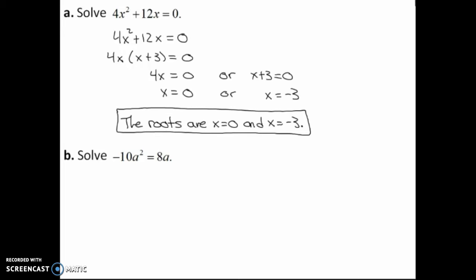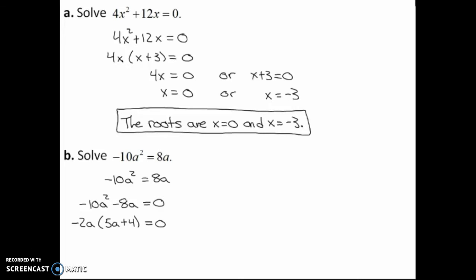Part B. Solve negative 10a squared equals 8a. First write the equation. Negative 10a squared equals 8a. Next subtract 8a from each side of the equation to get negative 10a squared minus 8a equals 0. Next factor the left side of the equation. Because the greatest common monomial factor of negative 10a squared and negative 8a is negative 2a, factoring the left side of the equation gives negative 2a times the quantity 5a plus 4 equals 0.